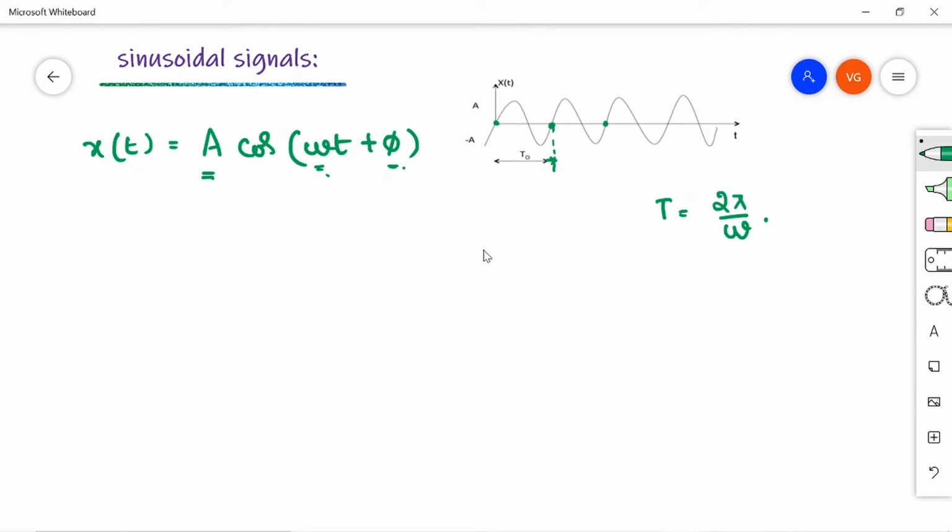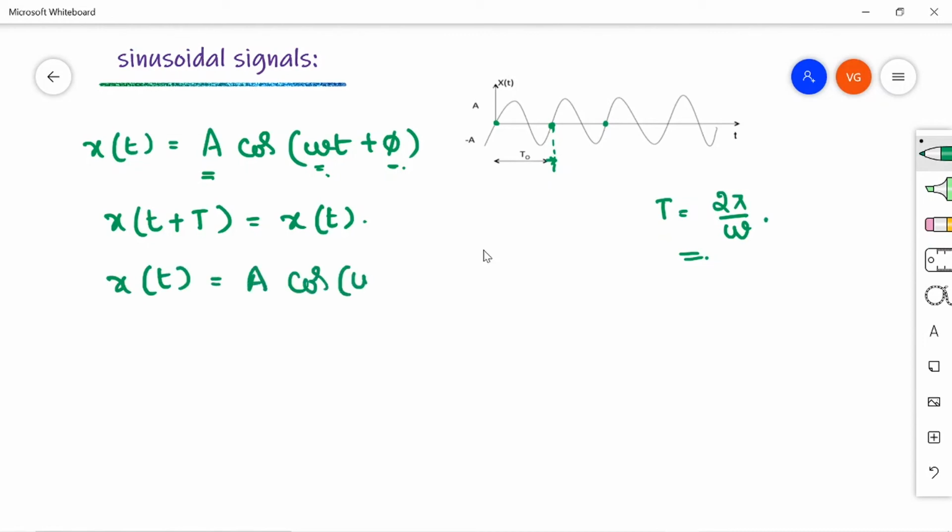So a sinusoidal signal is a periodic signal with a time period of 2 pi by omega. So let us check whether this continuous time sinusoidal signal is always periodic or not. So what is the condition for periodicity? Periodicity property, x of t plus T should be equal to again x of t. Let us check. What is our x of t here? A cos of omega t plus phi.